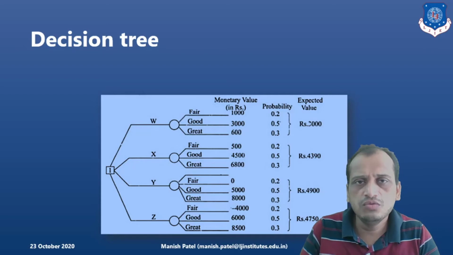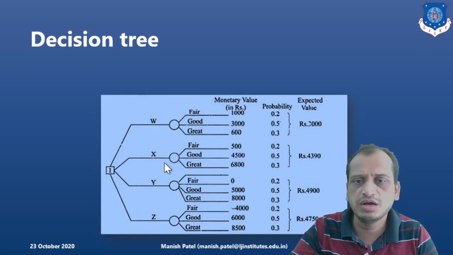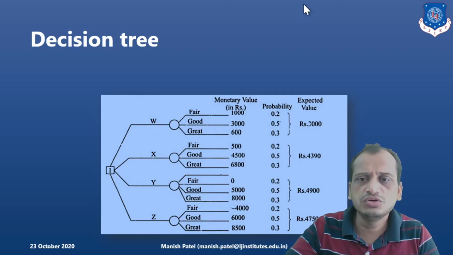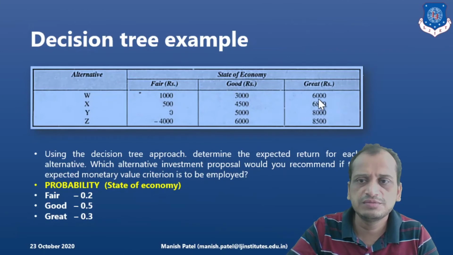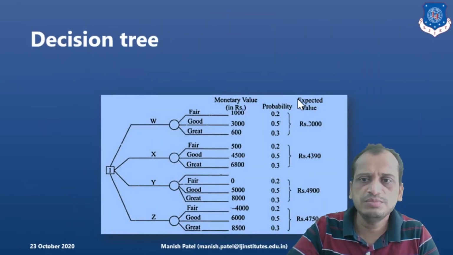And the monetary value of the sub-branches coming out of W, X, Y and Z is fair, good and great. So 3 sub-branches are coming out of all 4 branches, right? Now the monetary value is also given here, which is 1000, 3600, which was given previously here, right? So the same we have written here.